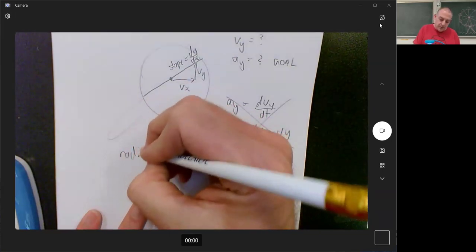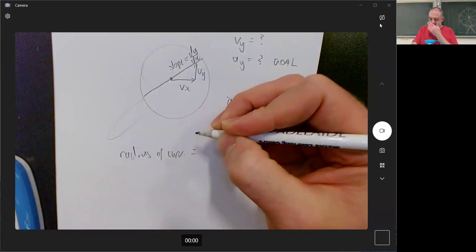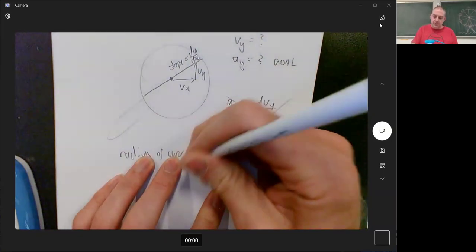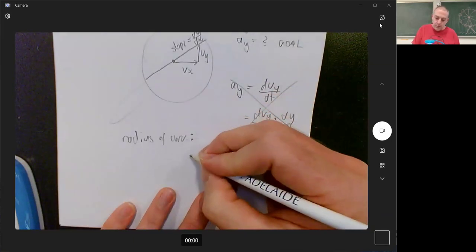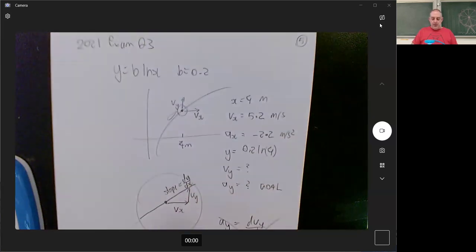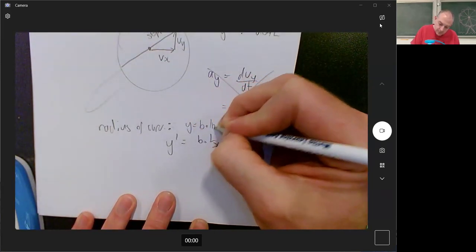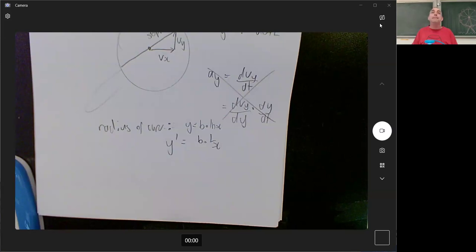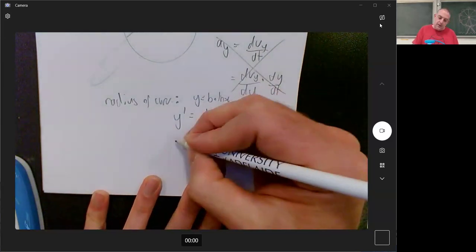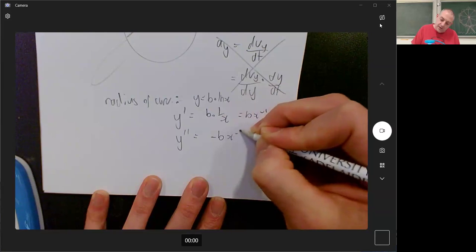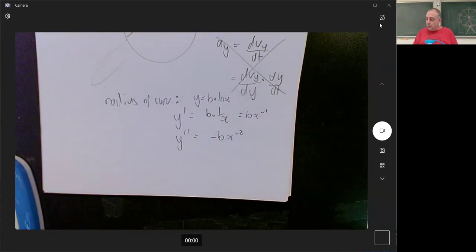So the radius of curvature, I'm not going to say equals, I'm just going to say it's my heading. So y dash is b times 1 over x, because y is b ln x. The derivative of ln of a number is 0, but the derivative of ln of a variable is 1 over the variable. And then y dash is b times x to the negative 1, and so y double dash is minus b times x to the negative 2. Cool. And what was b again? 0.2.